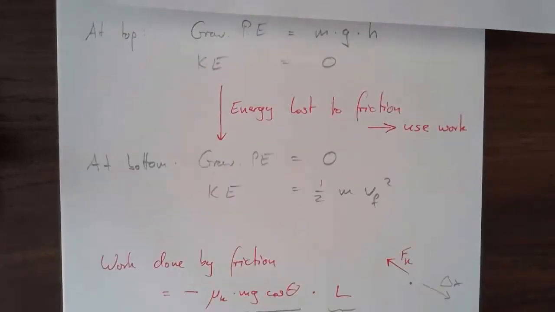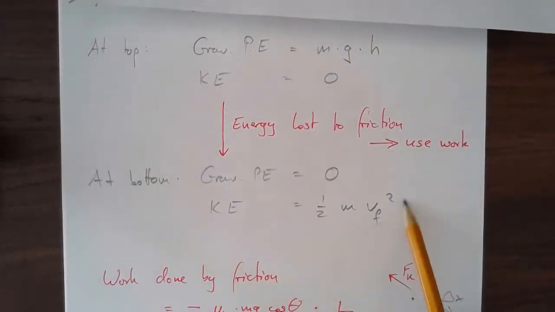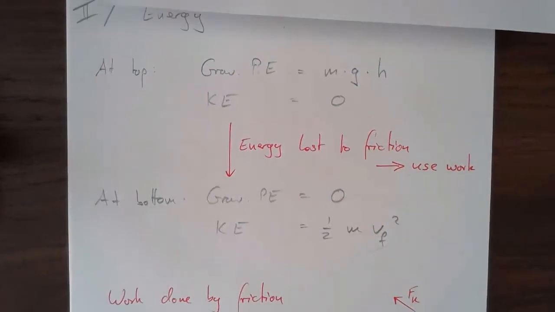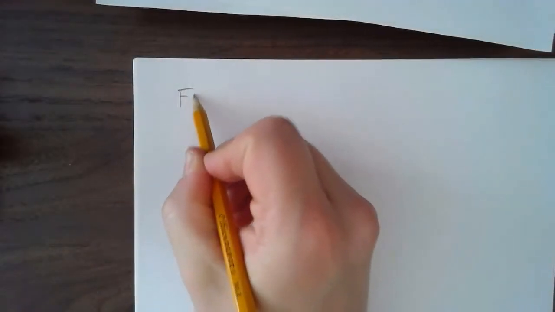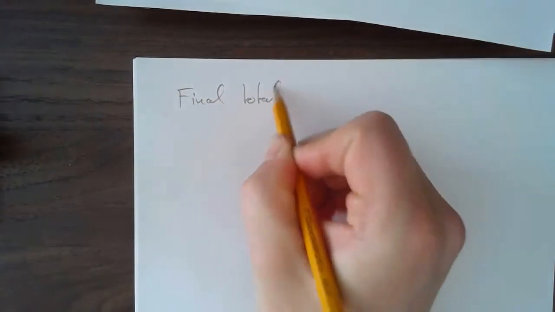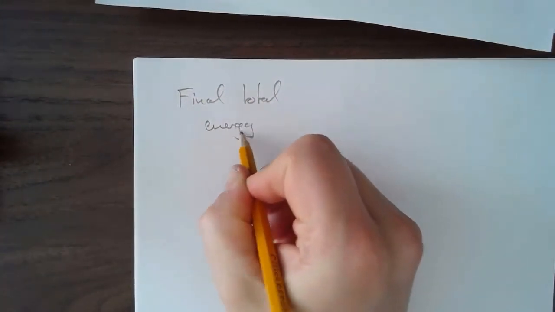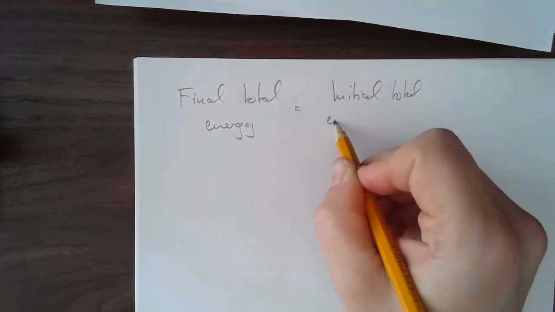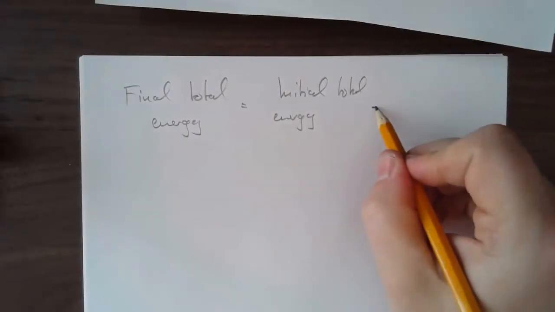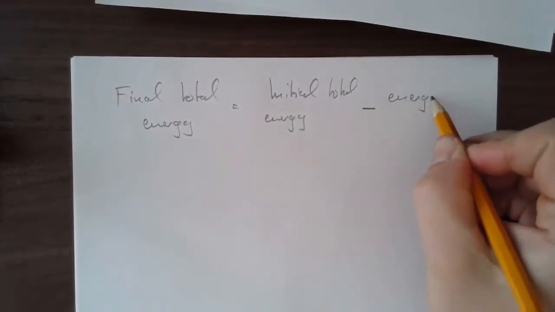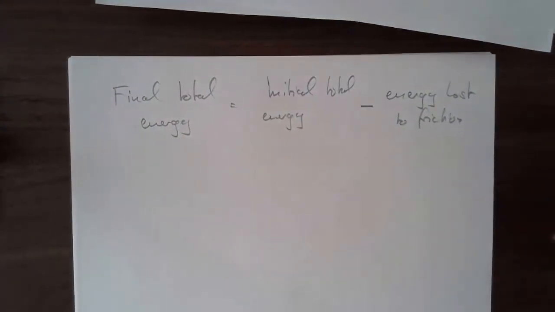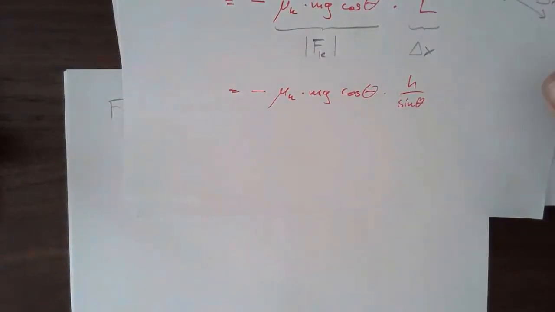So now what I can say is, the final energy in total is equal to the initial total energy minus the amount lost to friction. Right, so let's write that down. The final total energy is the initial total energy minus the energy lost to friction. Now I said a minus here, but the minus is kind of already included here.